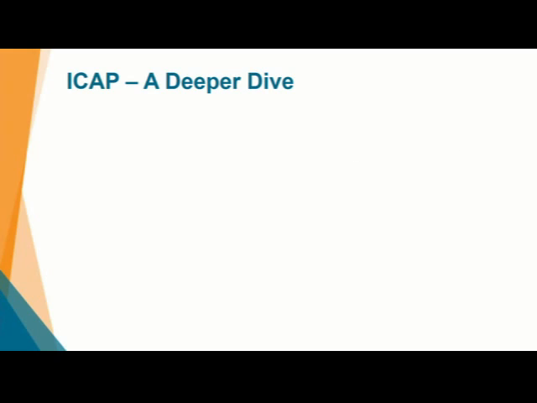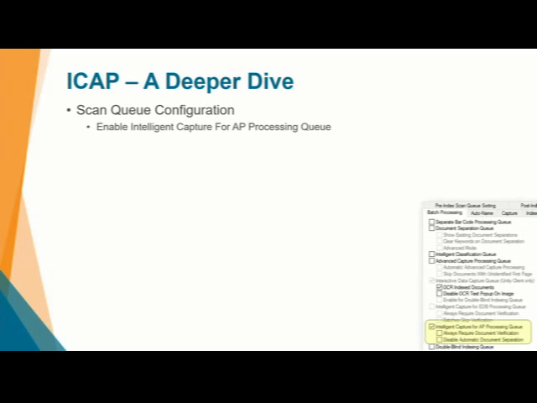So, moving forward just a little bit further, a little bit more of a deeper dive, we need to set up our scan queues to utilize that intelligent capture for accounts payable processing. You can see the screenshot there. That's actually your scan queue configuration where we turn on that intelligent capture for AP processing.